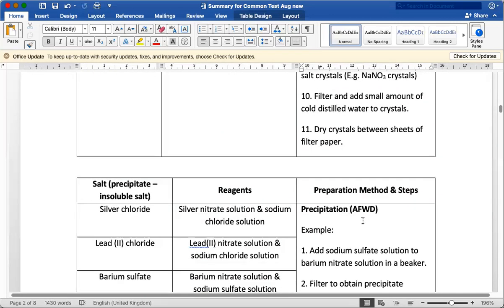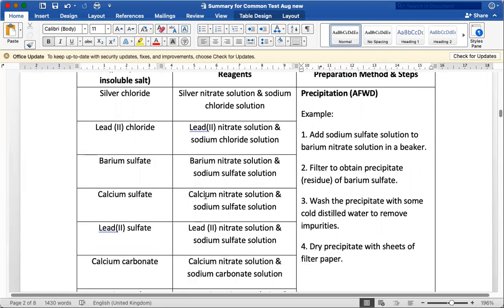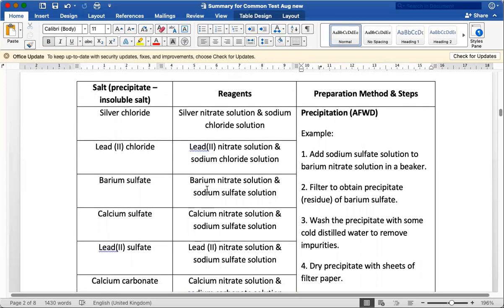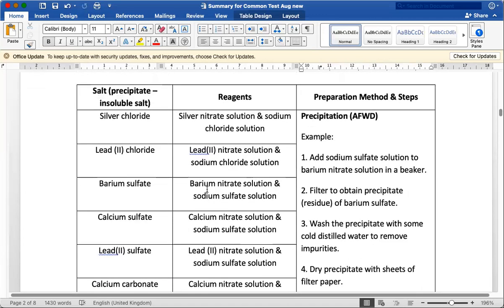And then for the precipitation method, these are the common salts that they will ask and the suitable reagent that will be used to prepare the salt. These reagents are not the only answer, okay? For convenience, you know that to prepare a precipitate, you will need to use soluble reagents. My advice for the metal ion in the precipitate is to choose another salt that has nitrate, because all nitrates are soluble.